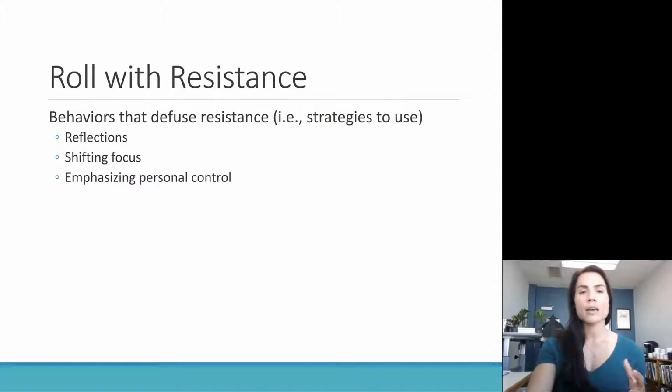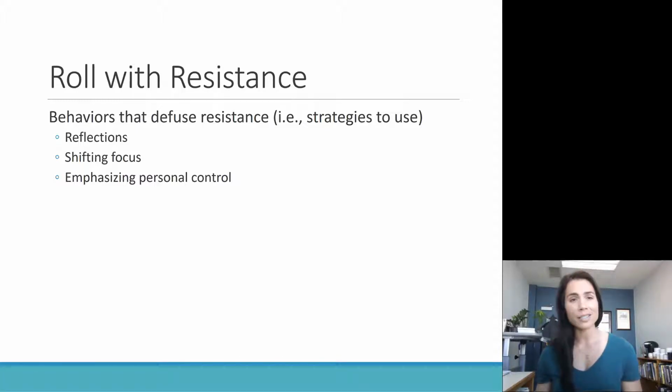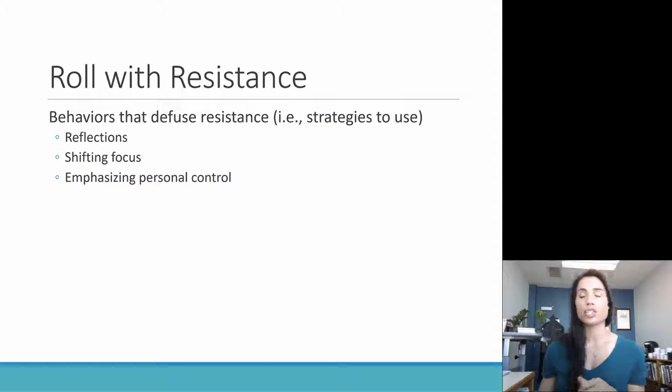So behaviors that will reduce resistance, or some strategies that you can use, include reflections. We'll talk about some different types of reflections. This can be simple, amplified, and then we'll talk about some other strategies, right? So reflections are one way that you can do it. Another is shifting focus. So if you're realizing that they're getting upset and resistant to this one topic, change focus to a different topic.